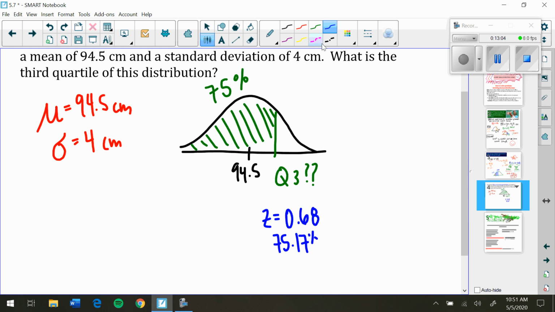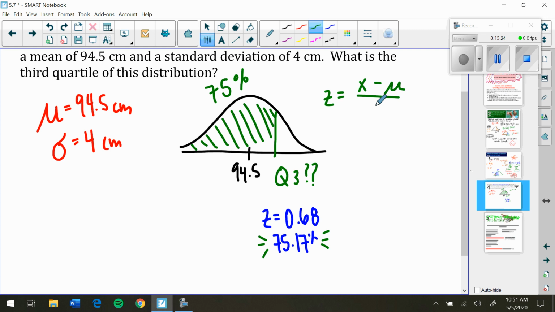0.68. So a z-score of 0.68 has 75.17% to the left. So that's what I'm going to choose. Now, this is a z-score. I don't actually want a z-score. I want the actual height. So what do I do? Well, I go backwards in my z-score formula.